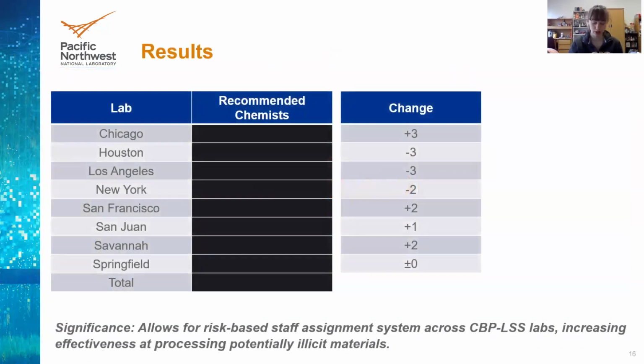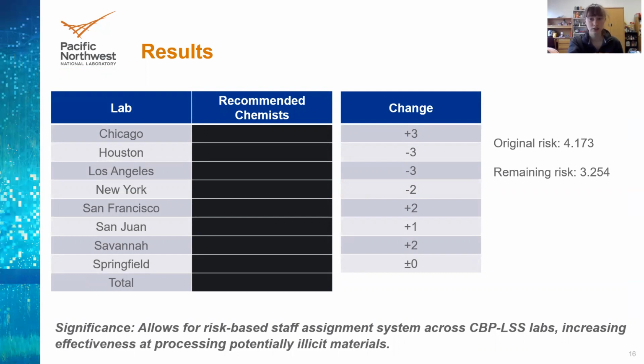And so in conclusion, based on the Python and Excel optimizations that were both run, we were able to provide CBP-LSS with the optimal chemist assignment to each of their 8 labs, which involved moving some chemists around, obviously, in their system. And then we could look at the original system risk as defined and calculated in a previous slide, along with the risk after the chemists were reassigned. As you can see, it went down.